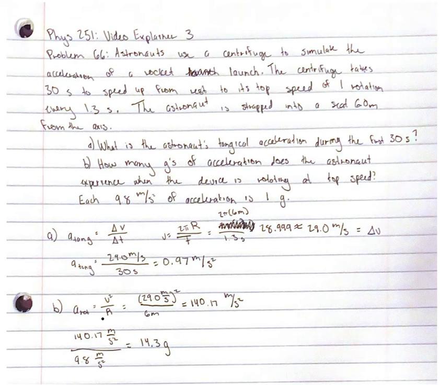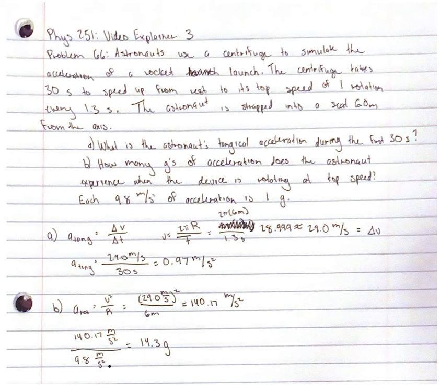We already know both of these, and so we can plug them in. We plug in our velocity from part A, 29.0 meters per second, and we square it, and then we divide it by our radius, which is 6 meters. When we do this, we get our rotational acceleration to be 140.17 meters per second squared.